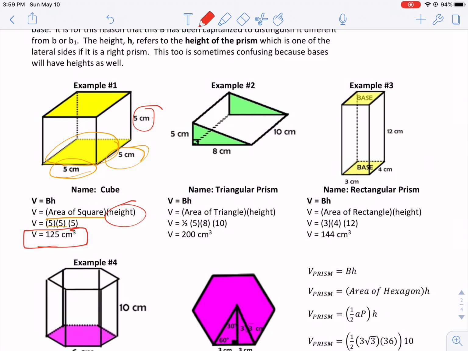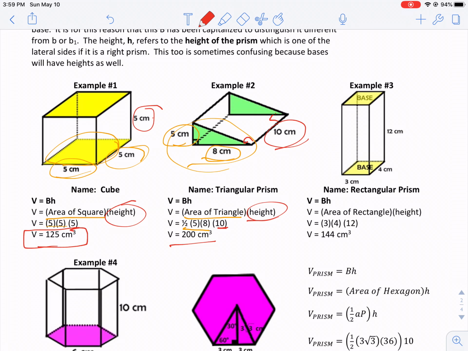Next one is a triangular prism. So we have this triangle right there. The area of the triangle is 1/2 base times height. Base is 8. Height of that triangle is 5. So 1/2 times 5 times 8. Then we multiply that by the height of the whole prism, which is 10. Notice that's what's going perpendicular on both sides. Multiply by 10. When we multiply that all out, we get 200 centimeters cubed.